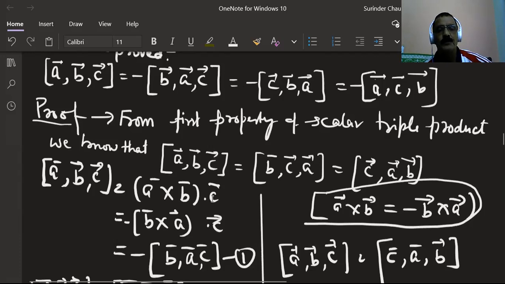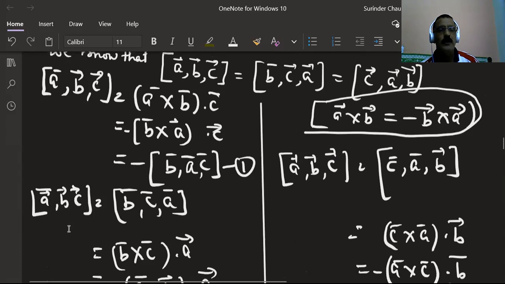Now we take the first result. This first equation, the scalar product [A B C], is equal to, by definition, (A cross B) dot C. Now this cross product is non-commutative. You have read in the previous class, A cross B is equal to minus B cross A. Substitute the value of A cross B here. We get minus of (B cross A) dot C. Now again apply the definition of the scalar product. Minus 1 is outside. This is equal to minus [B A C]. So this first holds true: [A B C] is equal to minus [B A C].